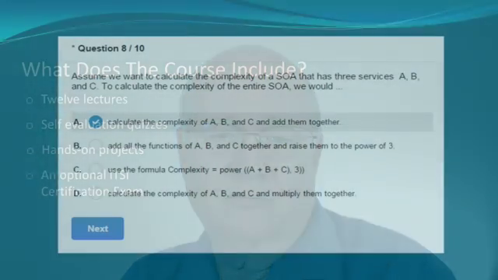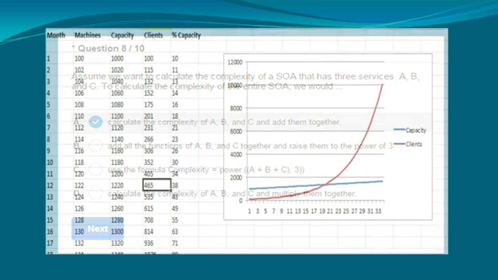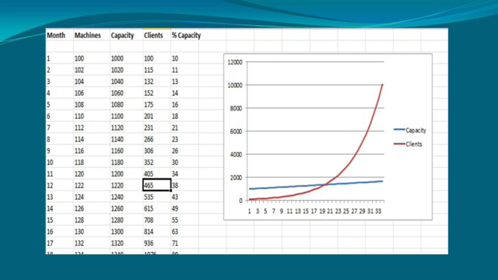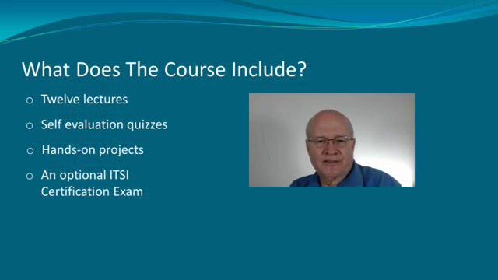What does this course include? Well, it includes a lot of material. First of all, it includes 12 lectures, each about an hour long. Each one of the lectures has a self-evaluation quiz, a hands-on project, and these hands-on projects are really important because that's where you're going to learn how to take this theoretical knowledge and apply it to real practical IT situations. There's also an optional ITSI certification exam. If you choose to take that and pass, then I'll be happy to certify you as an IT simplification specialist, and we'll list you on our website as such.